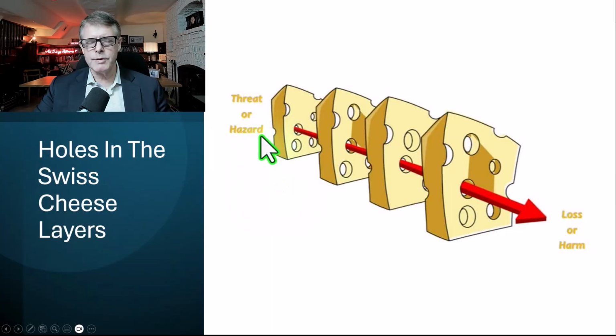So the way you want to approach the Swiss cheese model, this illustration is a great representation. You've got different layers of Swiss cheese. Each layer represents a strategy or a defense mechanism to protect you against hazards or threats that could lead to harm. So we've got the threat or hazard here, and we've got the loss or harm. Now the idea is, if holes in the Swiss cheese line up perfectly between each of the layers, it increases the probability of a catastrophic event.